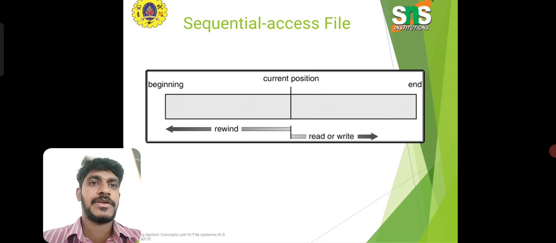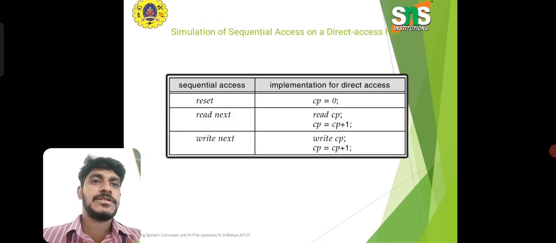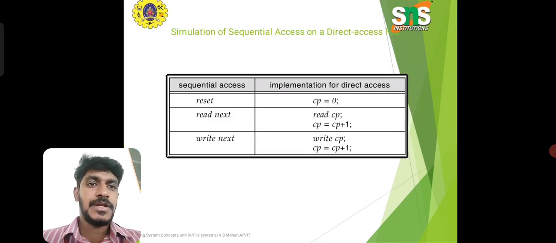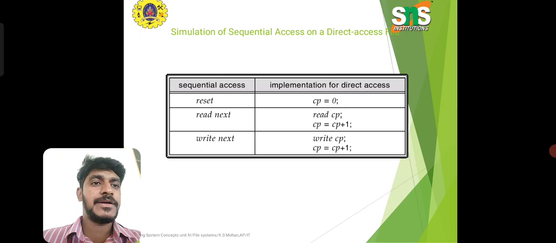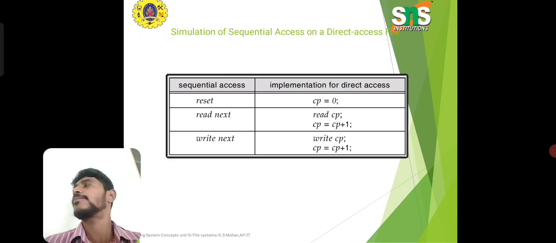That is the sequential access file. Then, simulation of sequential access on a direct access file uses reset, read next, and write next. The implementation for direct access is: cp equals 0, read cp, cp equals cp plus 1, write cp. So read and write follow this kind of process.